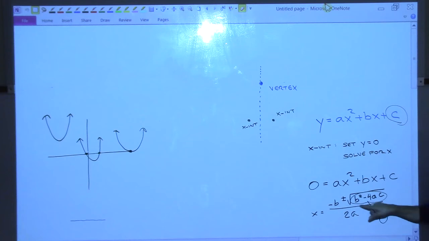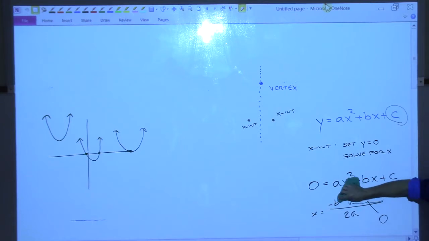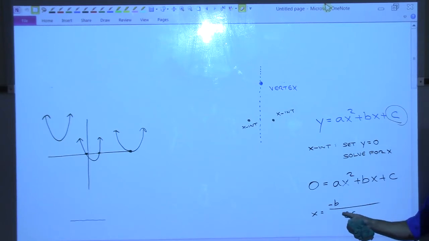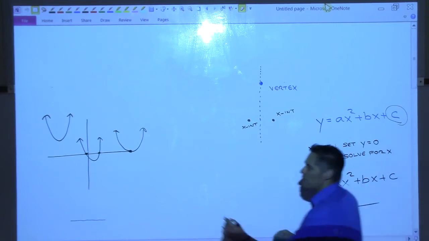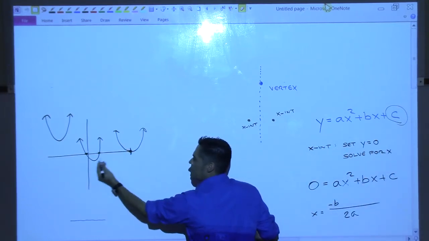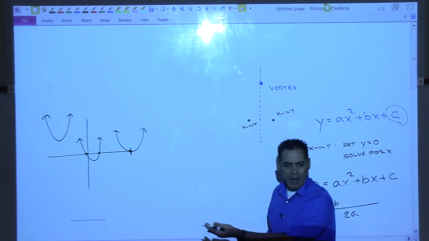Imagine that this whole thing is 0, right? Then do you agree that everything's gone? Like all of this is gone? And what are you left with? This is kind of crazy, but look at what you're left with if all that's gone. The vertex formula, right? Negative b over 2a, which is what it should be, because at that point right there, the x coordinate is negative b over 2a.